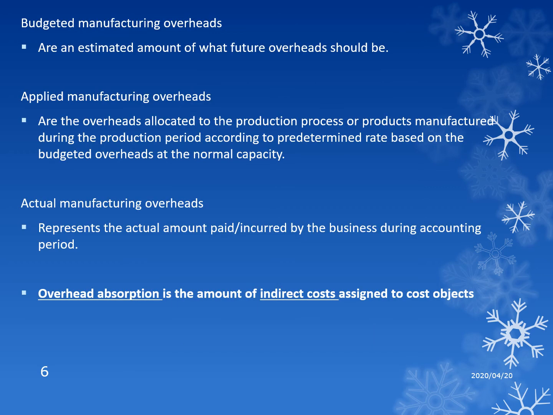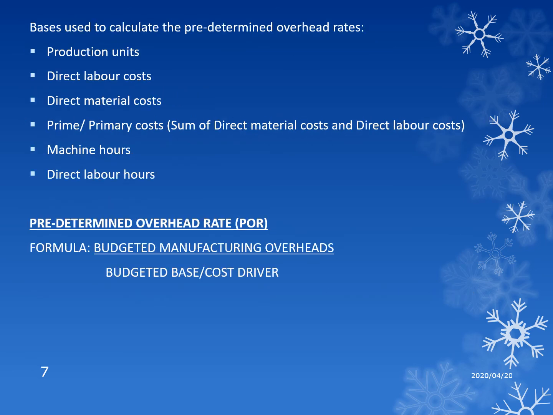Then this is another way to do it. For budgeted manufacturing overheads, you must identify them first. You apply your overheads to production, then you determine whether you are over or under applied. To do that, you will need to identify a cost driver. These are the bases: production volume, direct labor cost, direct material cost, prime cost, which is the sum of your material and labor, machine hours, and direct labor hours.